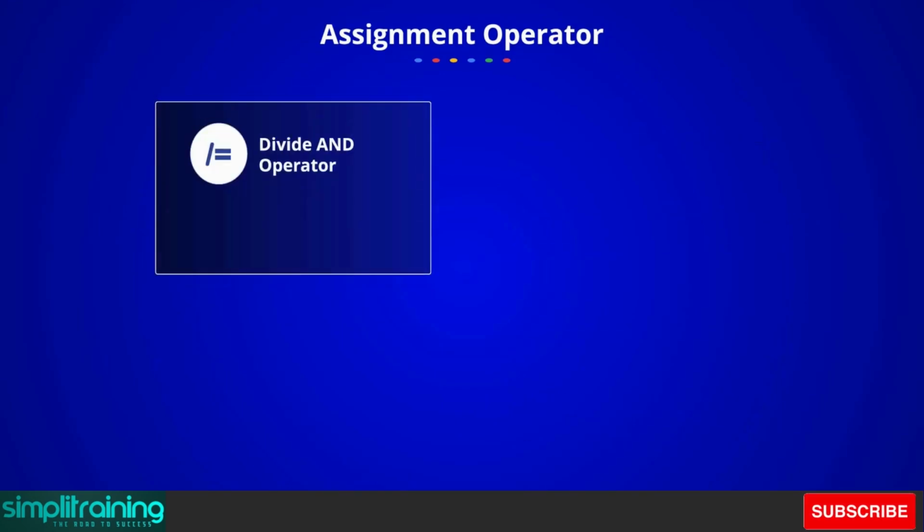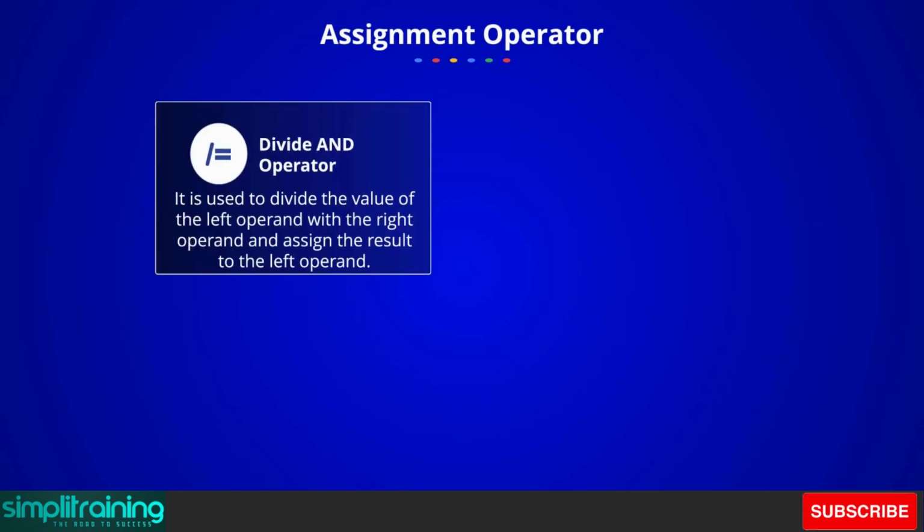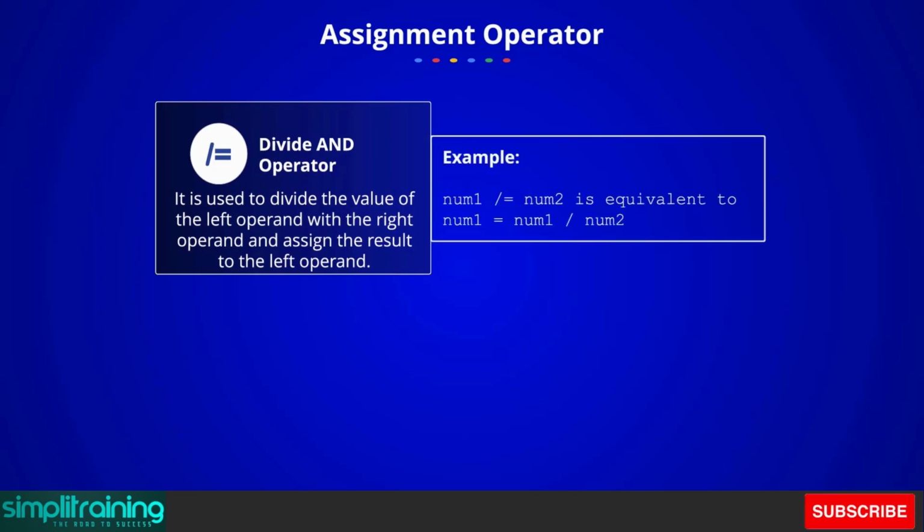Divide AND operator. It is used to divide the value of the left operand by the right operand and assign the result to the left operand. For example, num1 /= num2 is equivalent to num1 = num1 / num2.